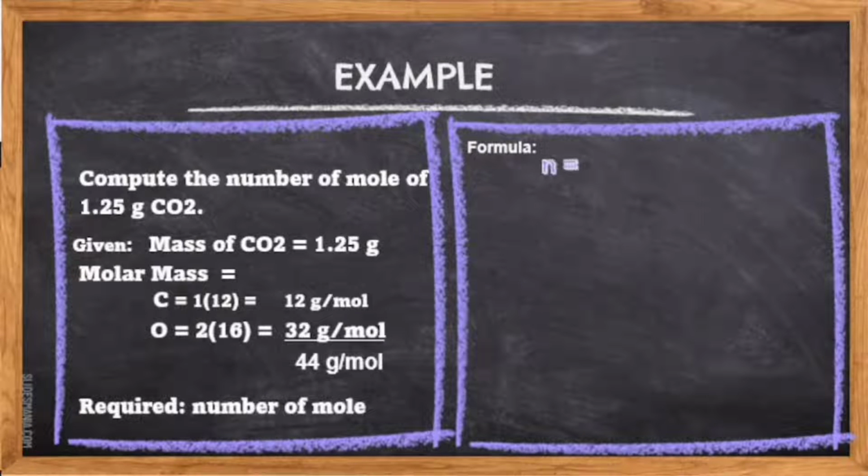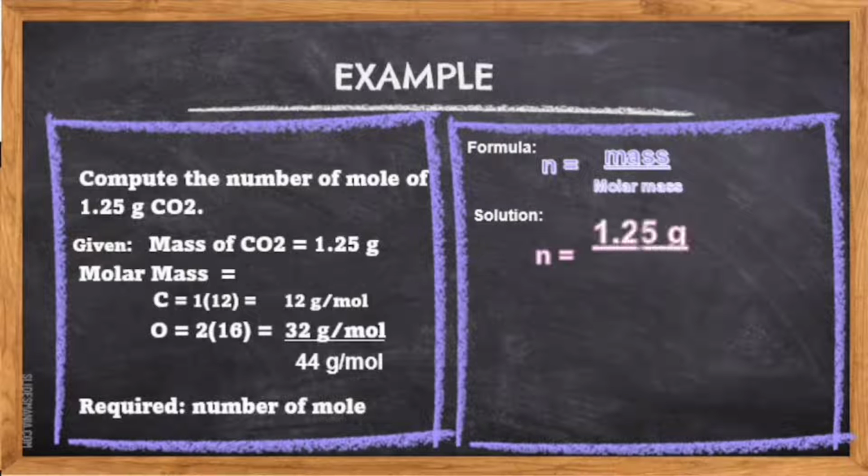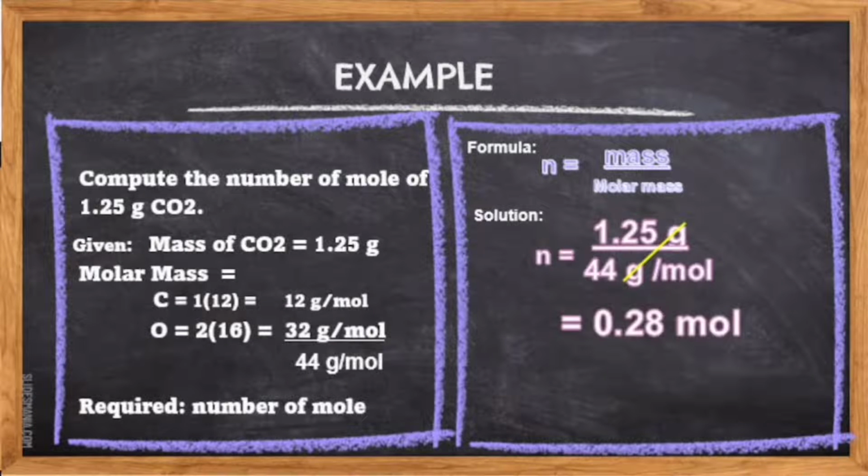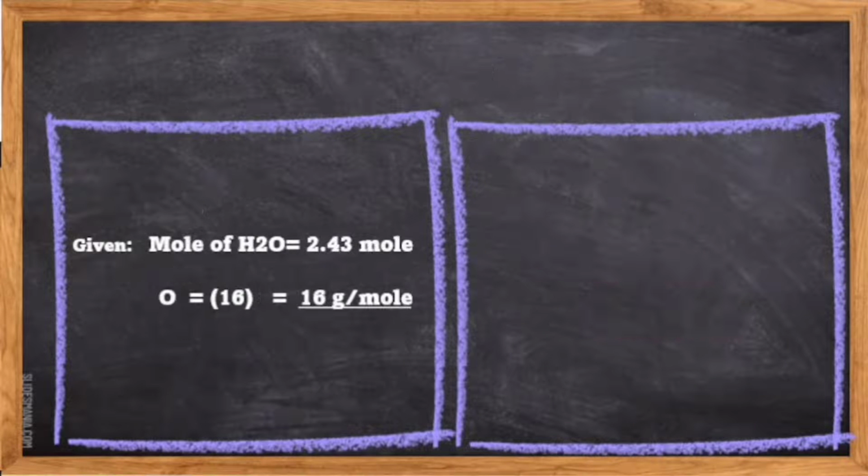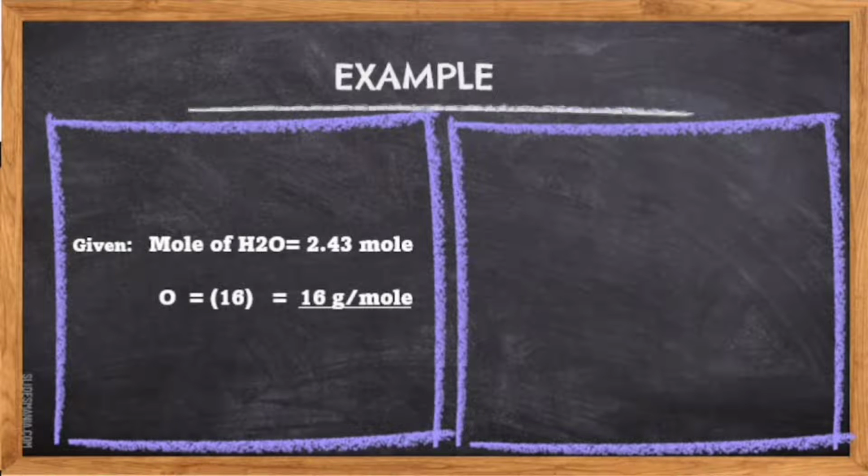So the formula is the same: mass divided by molar mass. So 1.25 grams divided by 44 grams per mole. Cancel the grams. Then you will get 0.28 mole.